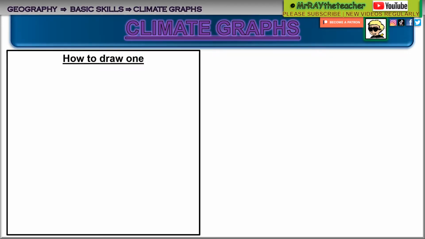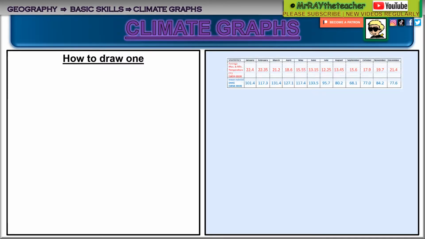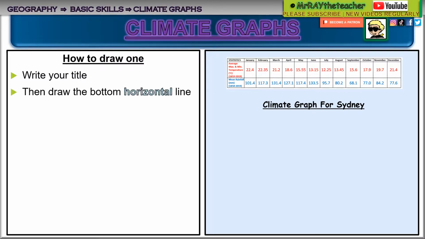So here we go, step by step. How to draw one. There's my singing for everyone. I rhymed the same word. So first you write your title. Remember, we will be getting our information from the table. This is our source. And yeah, climate graph for Sydney.